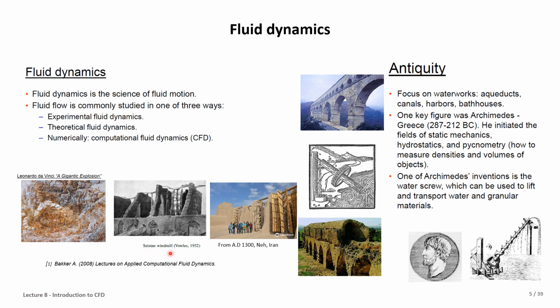These are pictures of a windmill in Iran. From the studies, it seems they were built in 1300 AD, and they are still available and are used by local people for daily life. You can see this picture from 1932, and this picture from our time, taken by some tourists. They went there and visited the place.